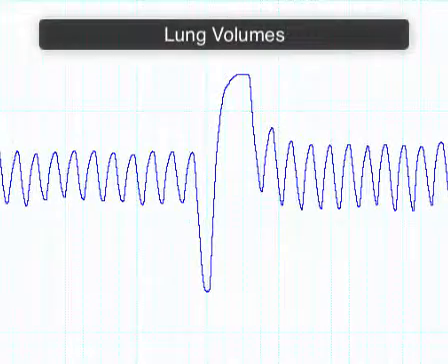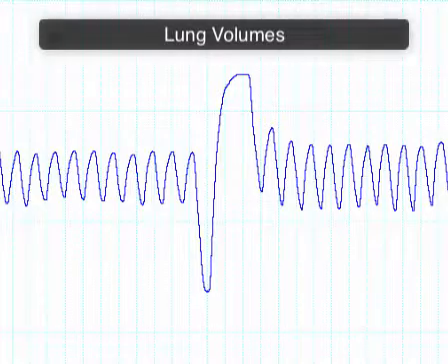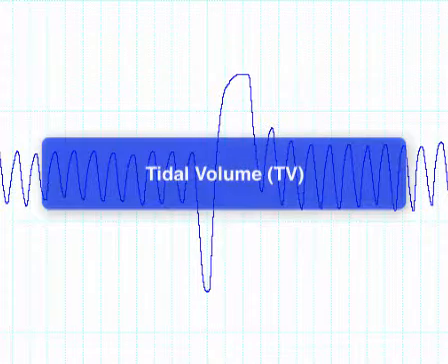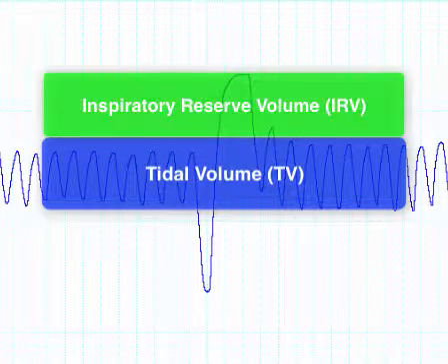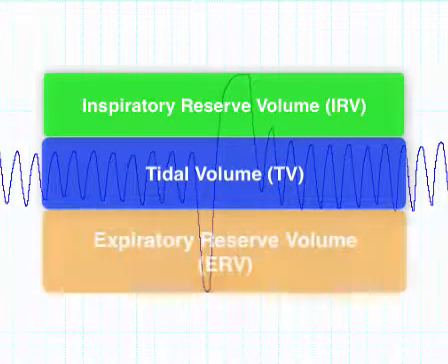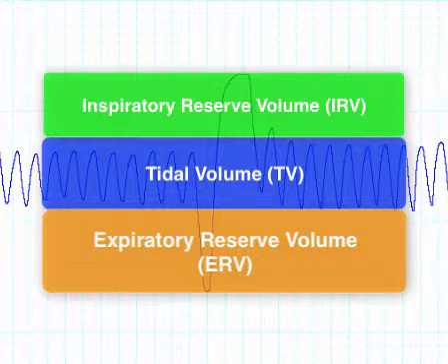Lung volumes, also known as respiratory volumes, are used to assess an individual's lung function. They can be broken down into tidal volume. This is the volume of air exchanged for each breath at rest during normal inspiration and expiration. The tidal volume for most adults being about 0.5 cubic decimeters. Inspiratory reserve volume, or IRV, the maximal volume that can be forcibly inspired in addition to a tidal inspiration. Expiratory reserve volume, or ERV, the maximal volume that can be forcibly expired in addition to a tidal expiration.